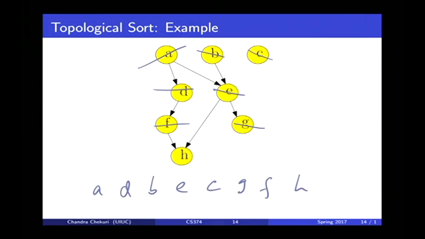Okay, let's run it on this graph. Yeah, D has become a source because the in degree of D has gone down after removing A, right? Is that okay? Questions? No? Okay, think about it.